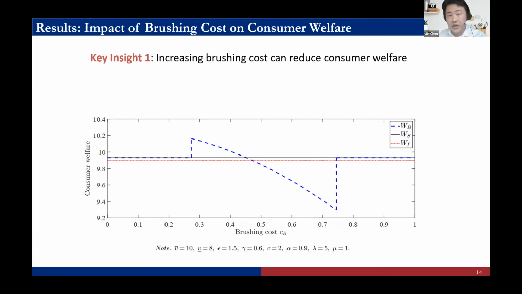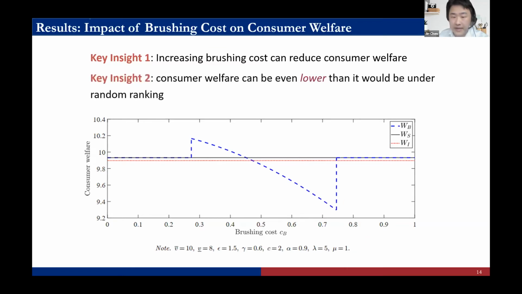And second, for comparison, we also plot the consumer welfare under a random ranking system, which is this red line. The random ranking system does not utilize any information and hence is immune to brushing activity. We can see from this graph that increasing the brushing cost may hurt consumers so badly that it is even worse than the random ranking system. And the managerial implication for the platforms is that it should really be cautious about an unintended consequence of tougher regulations against brushing. So if you cannot eradicate brushing by imposing a heftier brushing cost, then making brushing more difficult may backfire and hurt consumers.